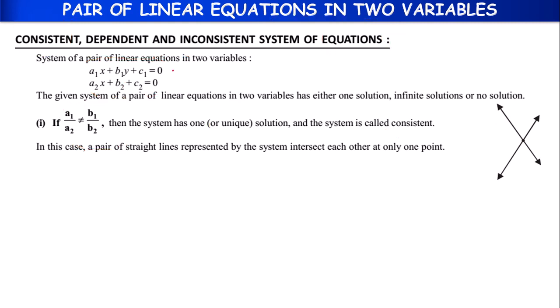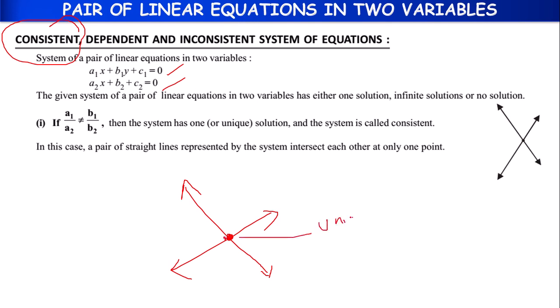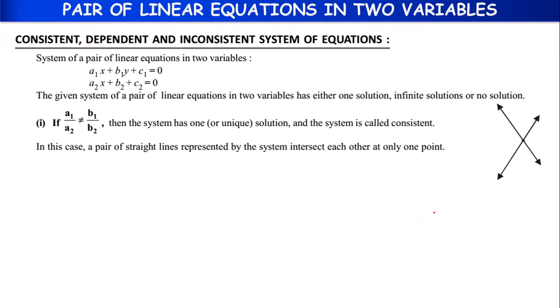If the two equations are represented by two straight lines, they intersect at only one point. So these two lines are examples of lines represented by consistent equations. They intersect at only one point, which means they have only a unique solution. Like that, we can name the system of equations based on this condition.